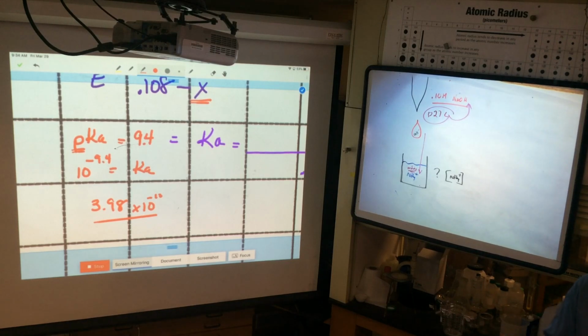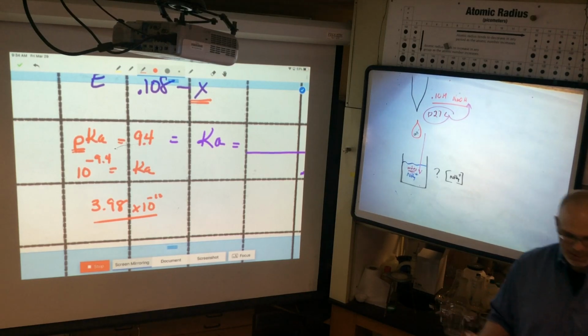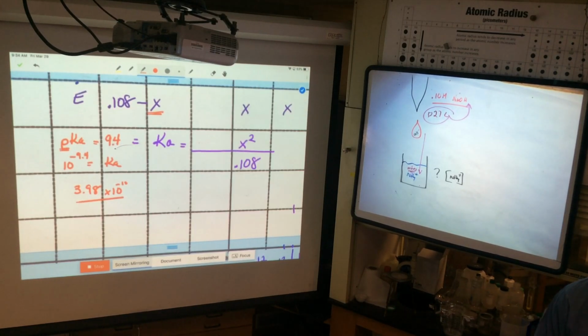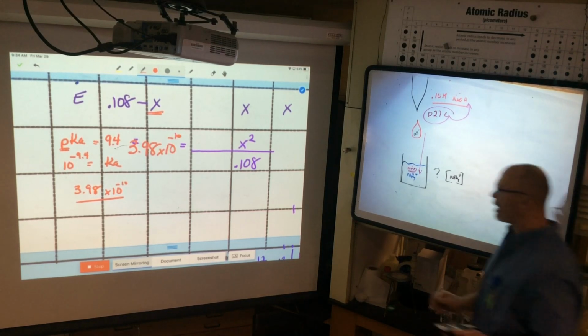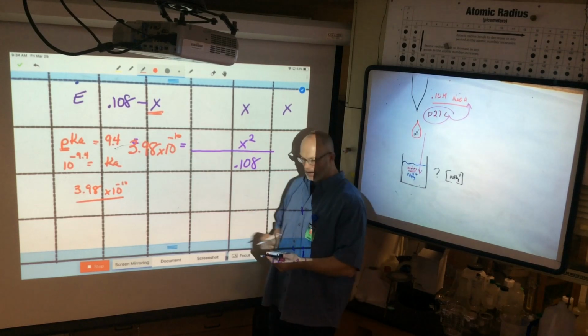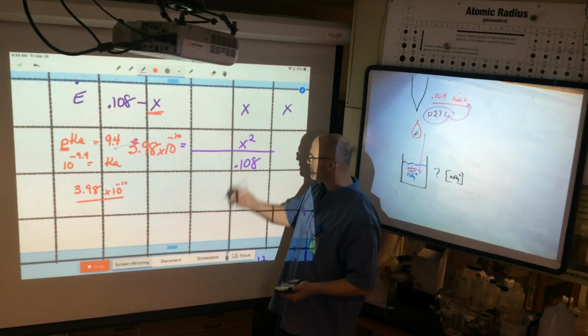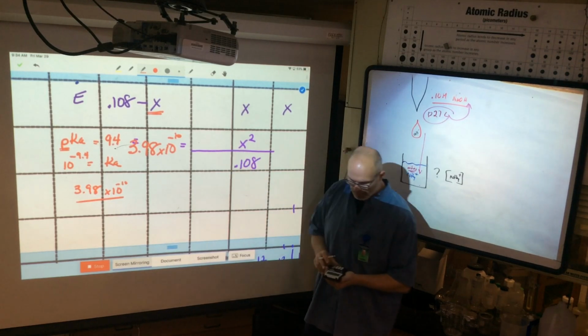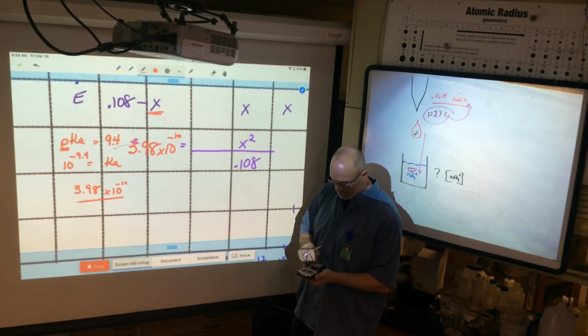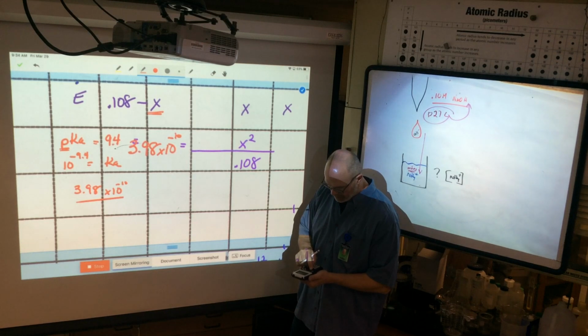So the x that we take away from the 0.108 is insignificant. So back to reality. I'm going to get rid of the Ka. I'm going to put in my value of 3.98 times 10 to the negative 10, whatever you get. Now, of course, to solve for this, I have to times it by 0.108. To solve for my x, I square root my heart away, both sides. So I take the square root of both sides.